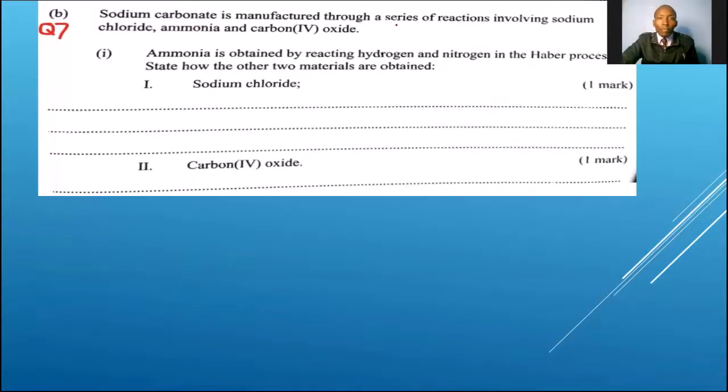Sodium carbonate is manufactured through a series of reactions involving sodium chloride, ammonia, and carbon 4 oxide. Remember, my student, this is basically the Solvay process. But the question here is, ammonia is obtained by reacting hydrogen and nitrogen in the Haber process. State how the other two materials, sodium chloride and carbon 4 oxide, can be obtained.